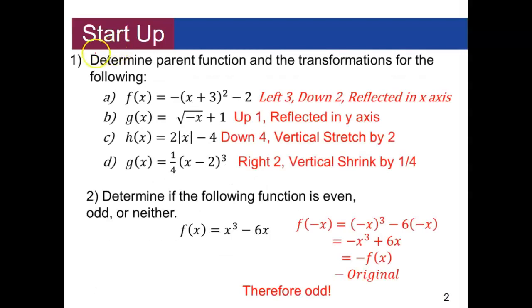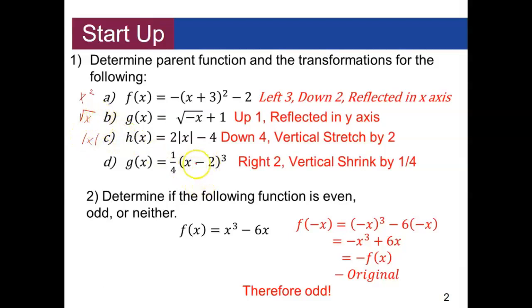Okay, you can see your answers here on the first one. This is going to indicate we're going to move left 3, reflection in the x-axis, and this is going to be down 2. And our parent graph on this one would be x squared. Okay, this one we're going to reflect it in the y-axis because the negative is inside the function. And this is going to move it up 1, and our parent graph is going to be the square root graph. This one, we're going to have a vertical stretch by a factor of 2, and we're going to move it down 4, and our parent graph would be the absolute value of x.